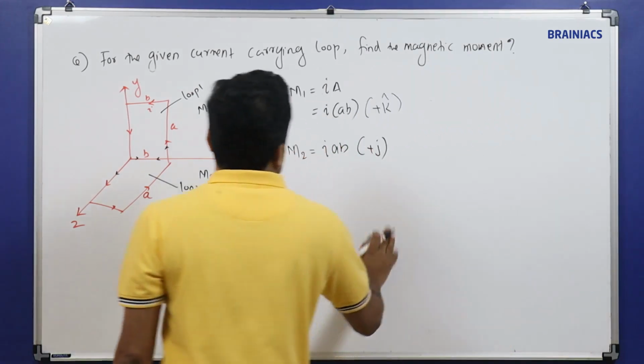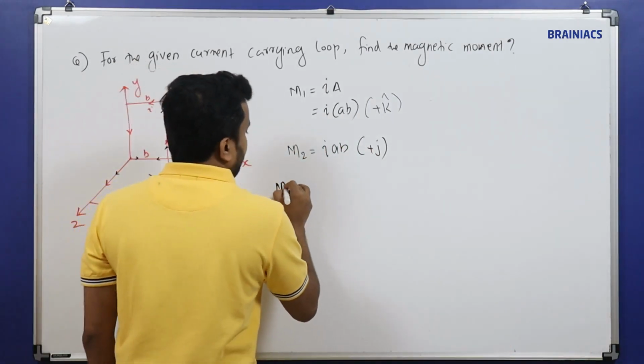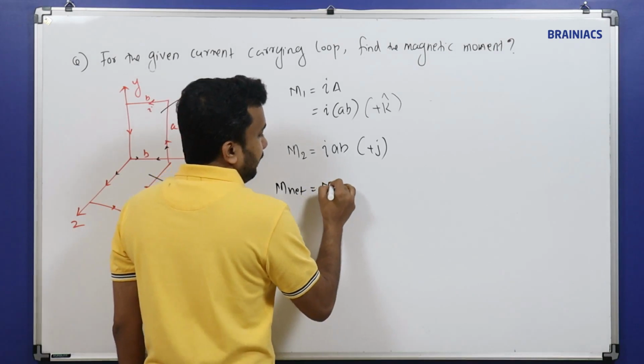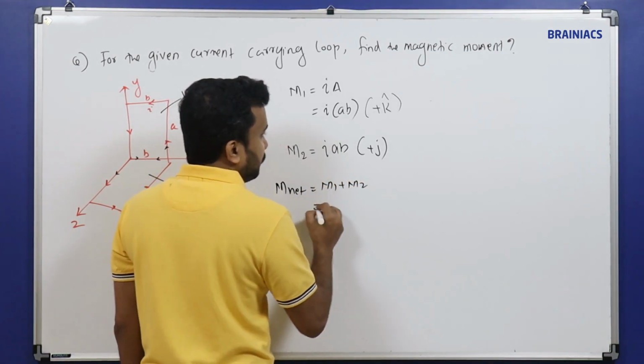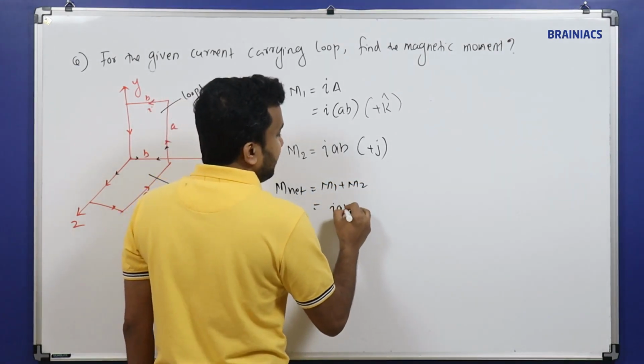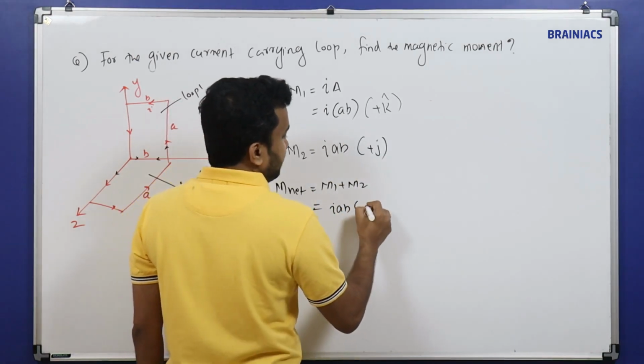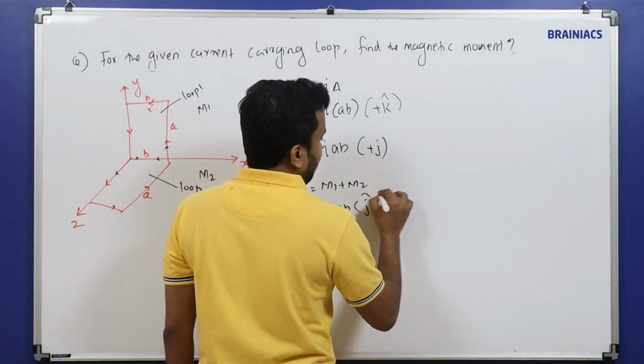So for the two magnetic moments, the total magnetic moment M net will be equal to M1 plus M2. The two vectors are in opposite directions. So I can write it as IAB taken outside, times J cap plus K cap.